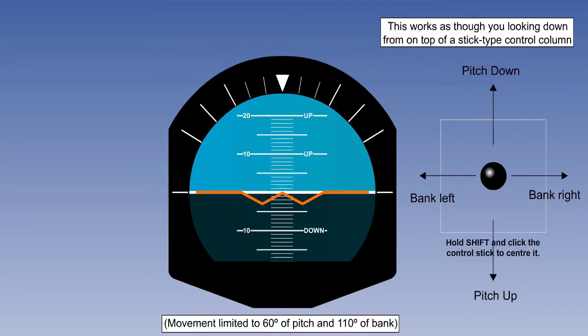Use the mouse to move the pitch and roll control to see the effect of pitch and roll on the instrument indications. The degree of bank is indicated by the marks on the upper arc of the display. The first 3 marks on either side of centre are in 10-degree increments. The next long mark denotes 60 degrees of bank.